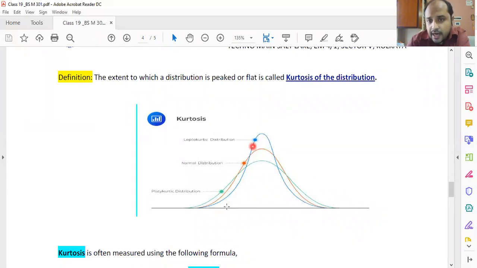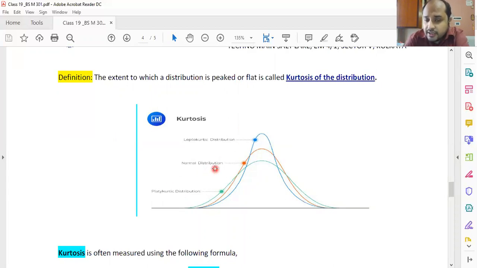So the curve which is most peaked is called leptokurtic curve. The curve which is moderately peaked is called normal curve, or sometimes it is called a mesokurtic curve, MESOKURTIC. Since this image has been chosen from Google, the mesokurtic word was not mentioned over there, but I have mentioned this particular word below, mesokurtic. So this word will be mesokurtic. And if the curve is like that, less peaked relative to the other curves, such a curve is called platykurtic curve.